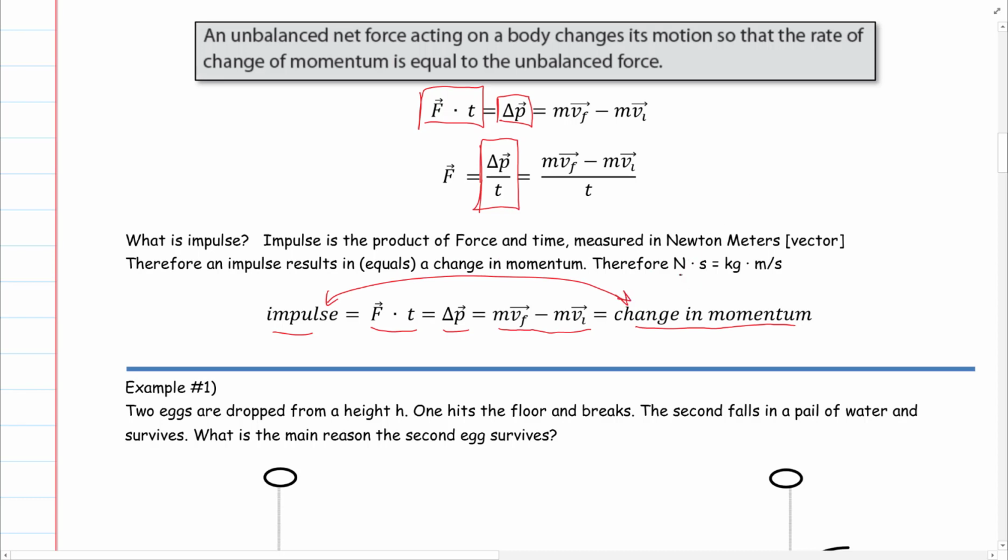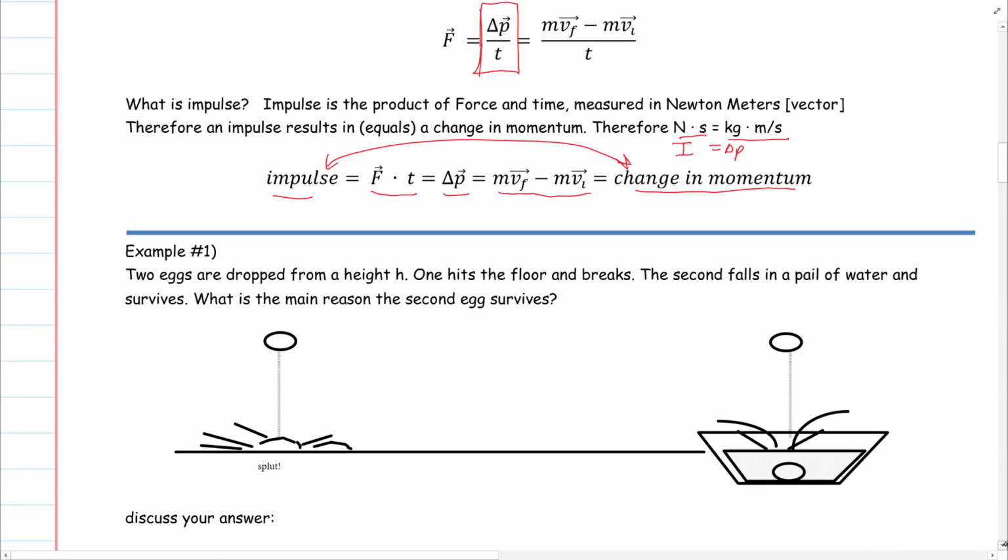So a Newton second is equal to a kilogram meter per second in units. This is the impulse one, and this is momentum. And not just momentum, the change in momentum. Okay, so this brings in force and time into the calculations. Let's just understand a little bit about impulse.